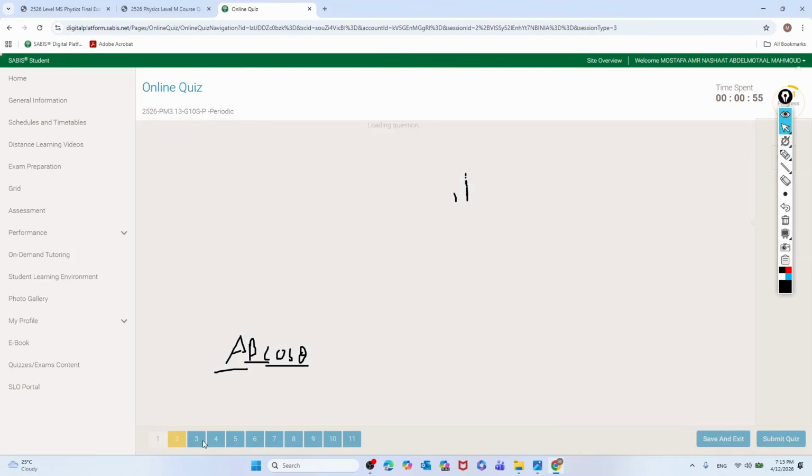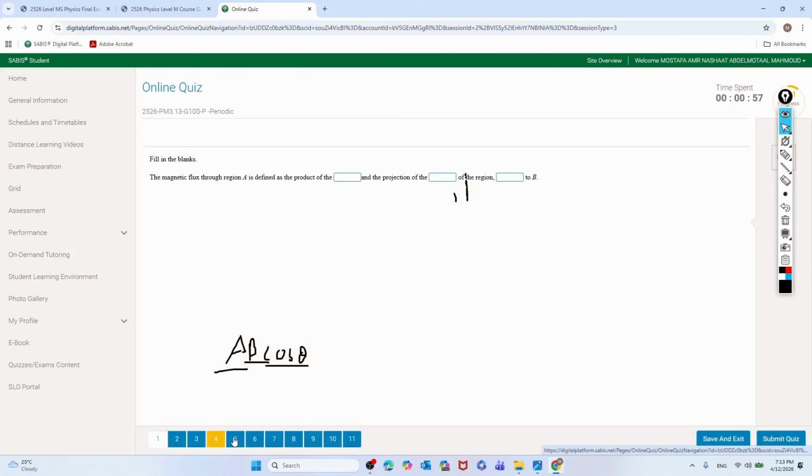What are the questions here that are important? Okay, skip. Magnetic flux is the product of the area and the projection of the field. This is basically just the formula.